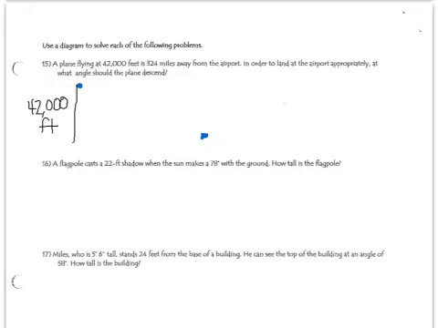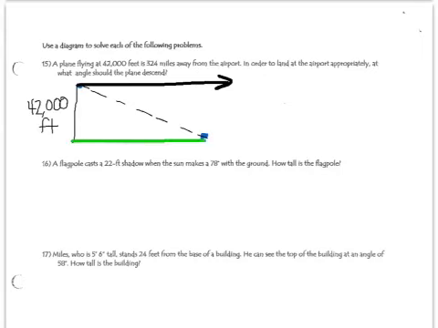So right now the plane is flying along this path. But they need to turn and head towards the airport. So I want to turn and head this way. And here's the ground, down here, and it tells us that along the ground we're 324 miles away.